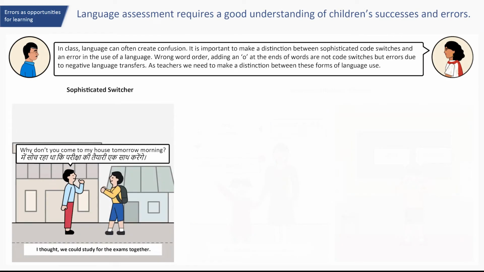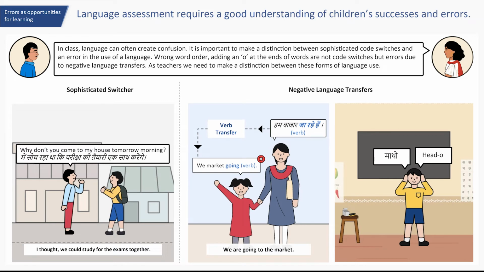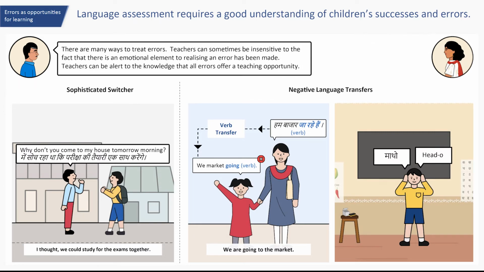In class, language can often create confusion. It is important to make a distinction between sophisticated code switches and an error in the use of a language. Wrong word order and adding an O at the ends of words are not code switches but errors due to negative language transfers. As teachers, we need to make a distinction between these forms of language use. There are many ways to treat errors. Teachers can sometimes be insensitive to the fact that there is an emotional element to realizing that an error has been made. Teachers can be alert to the knowledge that all errors offer a teaching opportunity.